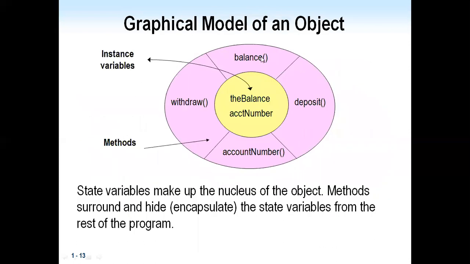So in the graphical model of an object, suppose we define an account number and a balance. The account number is a static variable, an instance variable, and there are methods: balance, withdraw, deposit and account number. These are the methods that can be hidden within the class, so they cannot be accessed from outside the class.